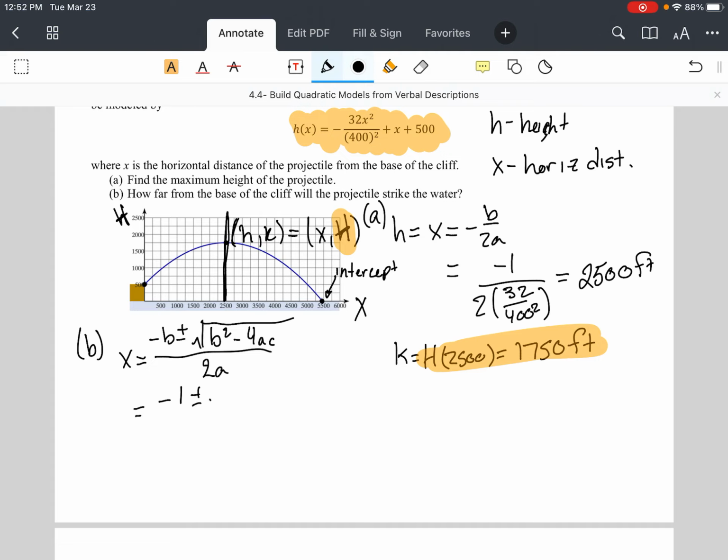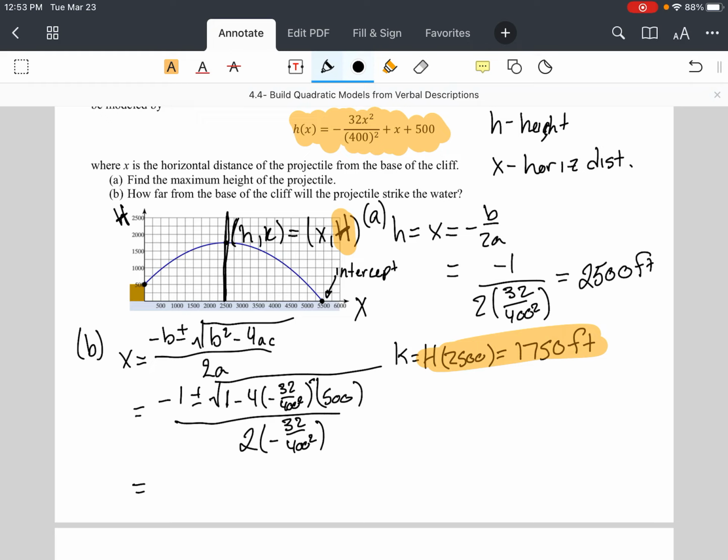Okay, so in this case, it's going to be negative 1 plus or minus the square root of 1 squared, which is just 1, minus 4 times a, which is negative 32 over 400 squared, times c, which is 500, all over 2 times a, which is again negative 32 over 400 squared.